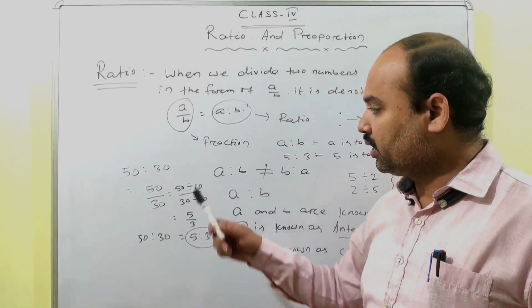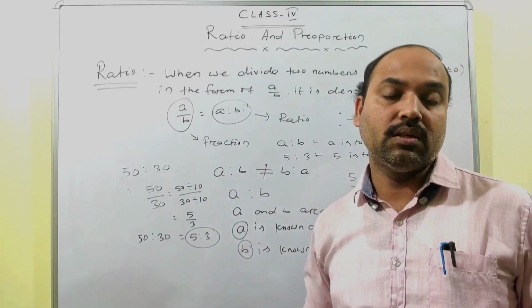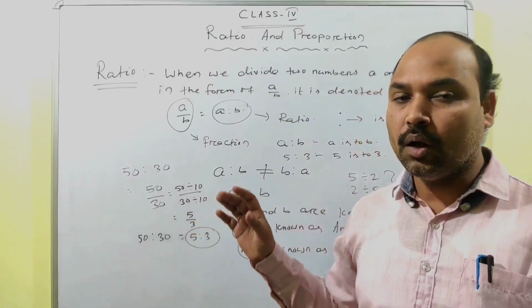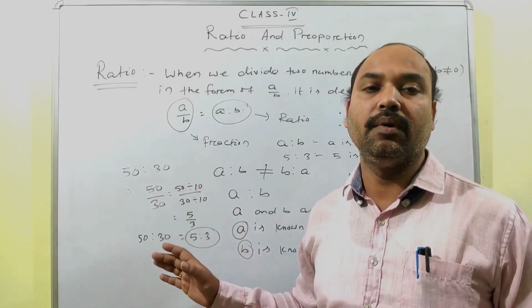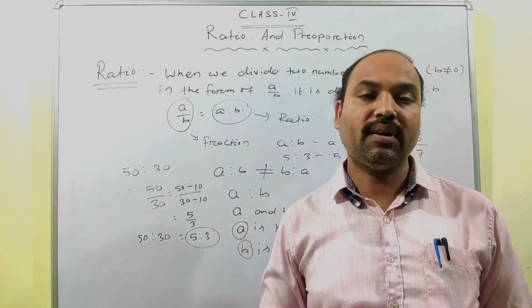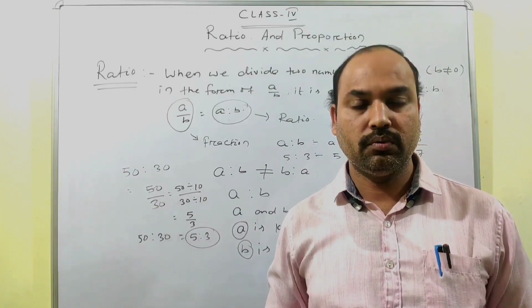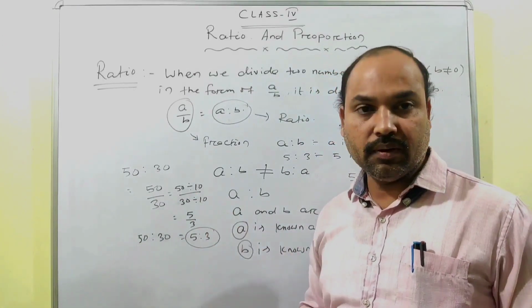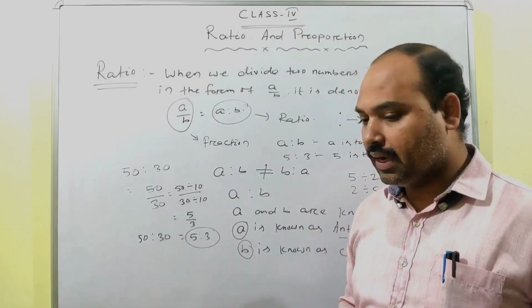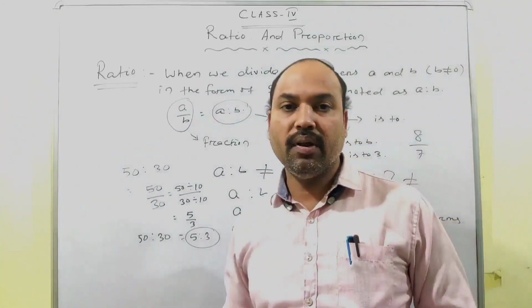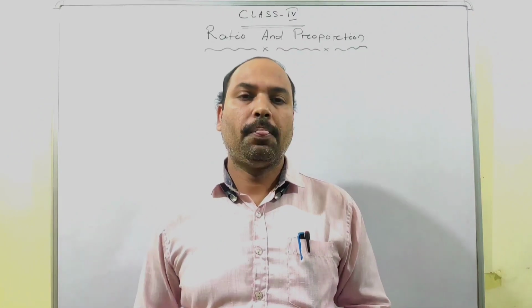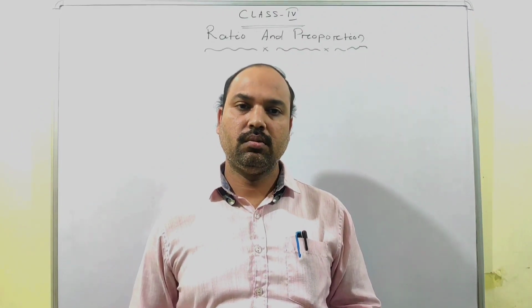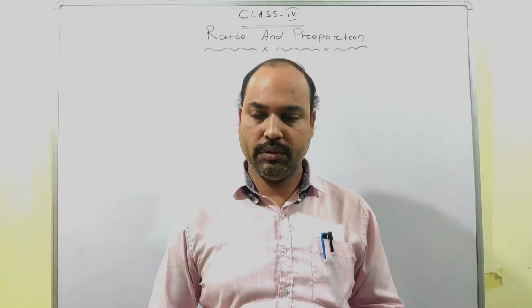If the ratio is given, we have to write the numbers in the simplest form when we convert them into the ratio. Clear? It is the simplest form part. After that, we will discuss the equivalent ratio.